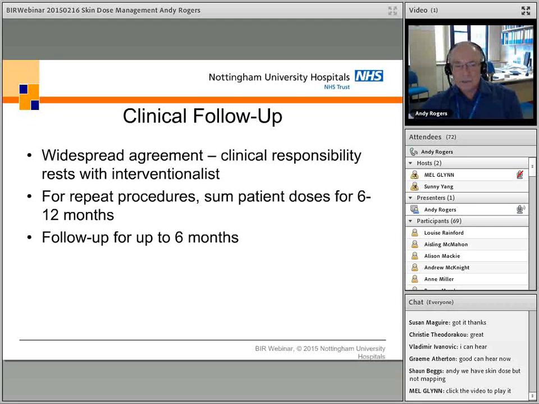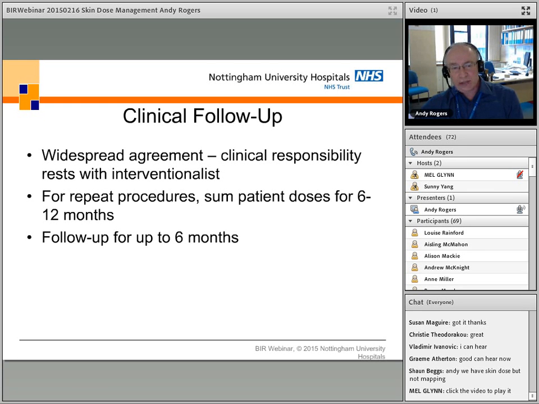The advice that's coming out is that for repeat procedures, we probably should be summing in some way the patient doses for 6 to 12 months, with a follow-up for about 6 months for those who are well over, just to check that we're not missing necrosis later on.